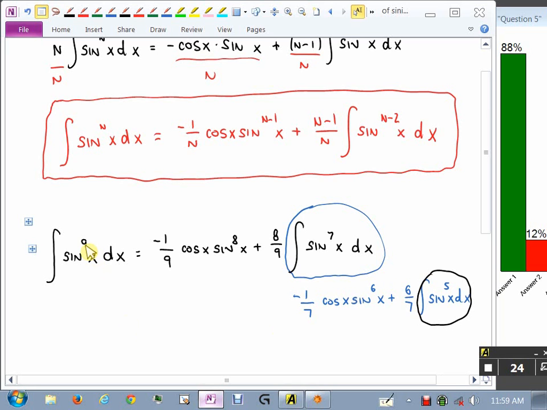If n was even, then we would get to sine squared, right? So we haven't done sine squared. That's what the next section is. Yes. So that's a good question. Any other issues?